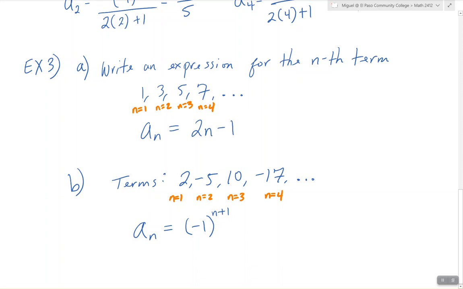Let's check if that gives us the right signs, right? So for the first term, that would be plug in a 1. So that's negative 1 squared, positive. So the second term, that would be a 2. Negative 1 to the third power is negative. And then negative 1 to the fourth power is positive. And then negative 1 to the fifth power is negative. So that part takes care of the signs, right? What about the magnitudes? 2, 5, 10, 17. How can we get that?